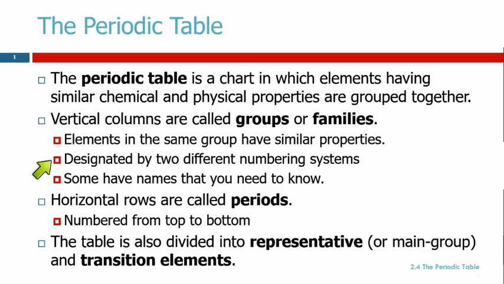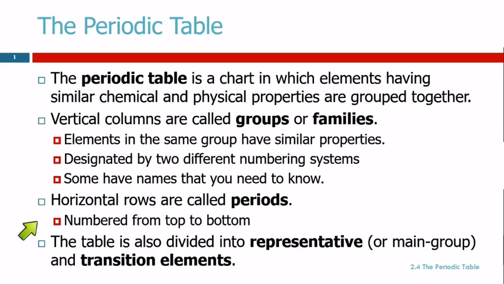We designate those groups. There are two different numbering systems. The periodic table on the wall shows both of them. The newer one is just numbering them 1 through 18. I don't like that one. I think the older one that has the letters with it, A and B, is more useful. And so that's the one I tend to use. We're going to look at a periodic table on the screen here pretty soon. And some of these columns, some of these groups or families have names that you need to know.